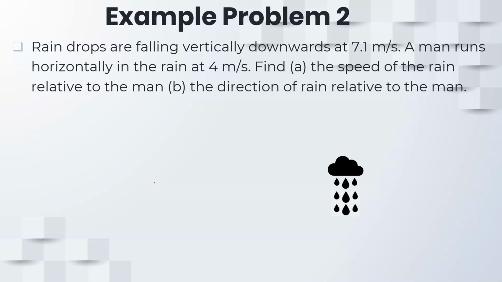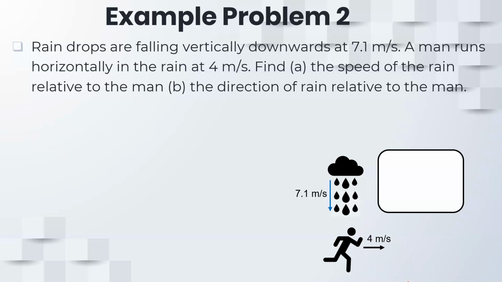So we've got the rain just falling vertically, and it is falling at 7.1 meters per second. And it's falling on this man who is running at 4 meters per second. So instead of a window here, we just have what the guy here sees. So let's zoom in on that perspective a little bit. So the rain is falling vertically, but the guy will see it falling at some angle to that vertical motion.